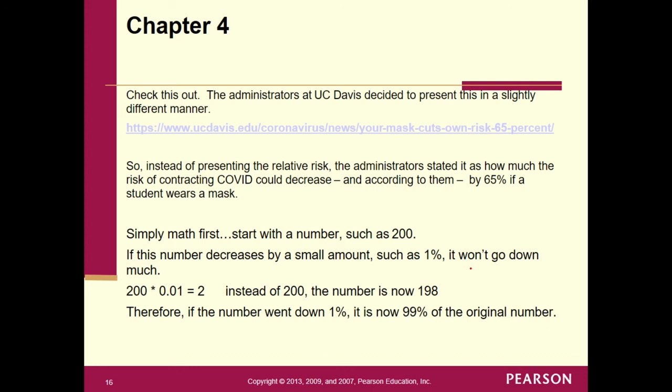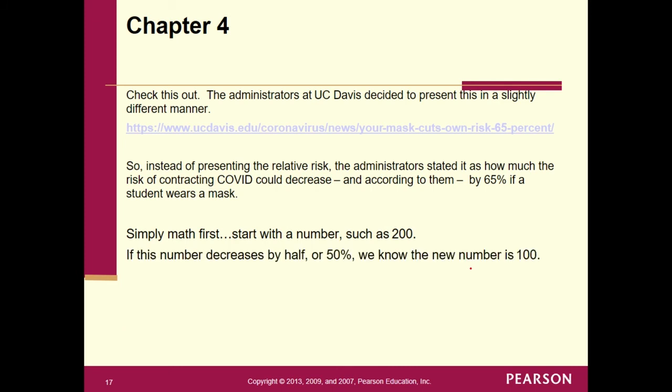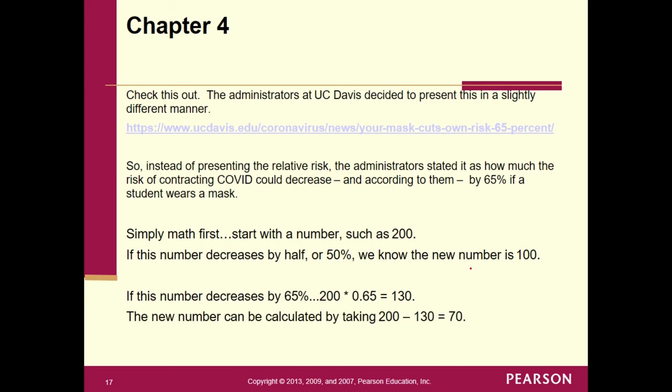Okay, so certainly these two things are related to one another. Okay, how much is going to go down and how much is it of the original number? Okay, all right. Let's say it went down 50%. We know the new number is 100, right? If it goes down 50%, we know that if it started at 200, now it's going to be at 100. Okay, so when it decreases by 65%, it's more than half, right? And so if you do the math there, 200 times 0.65, that's 130. Okay, so that means it's gone down 130. So the new number is what?